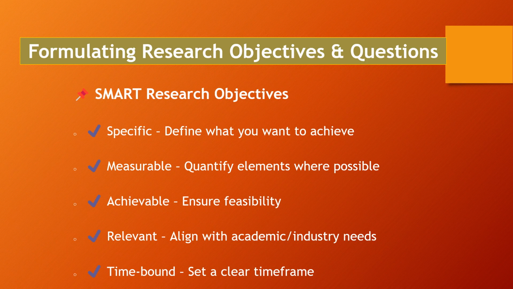And make sure that they are relevant, in the sense that they align with academic and industrial needs, and that they are time-bound. Don't choose topics that will exceed your time, the number of years you're supposed to spend doing your MSc or PhD. Set a clear time frame. You can use your Gantt chart to set from this day to this day, I'm going to be getting my research topic, from this day to this day, I'm going to be getting my journal, and from this date to that date, I'm going to be writing my research proposal and submitting it to my supervisor.